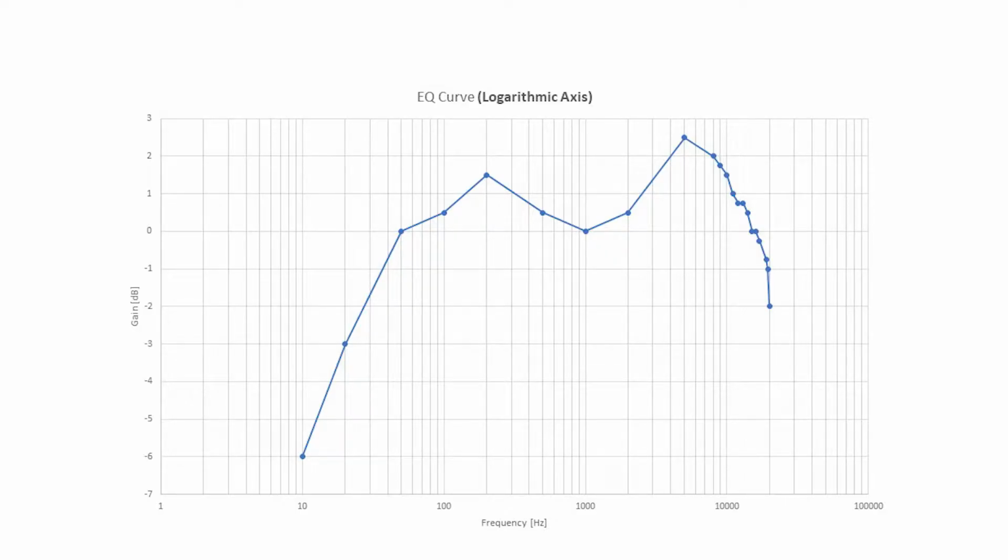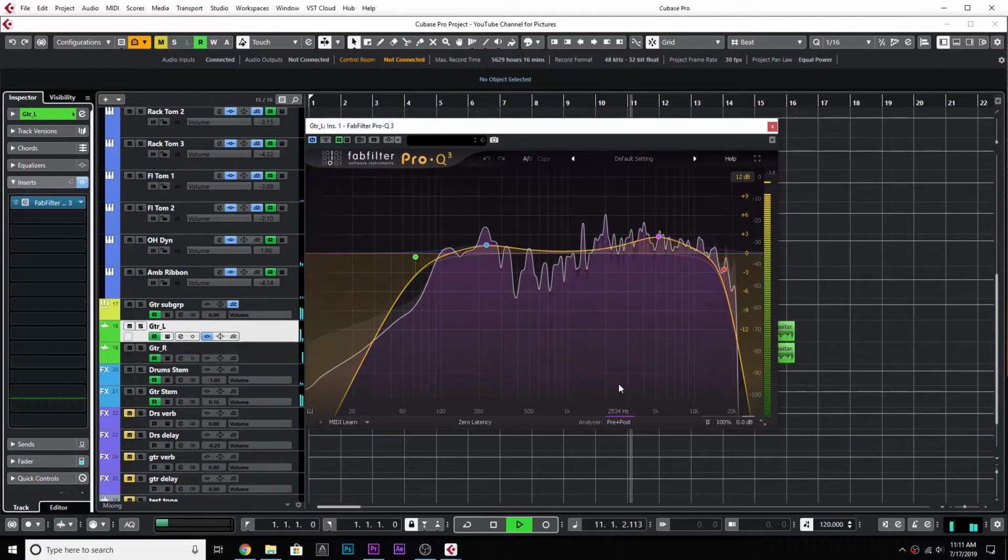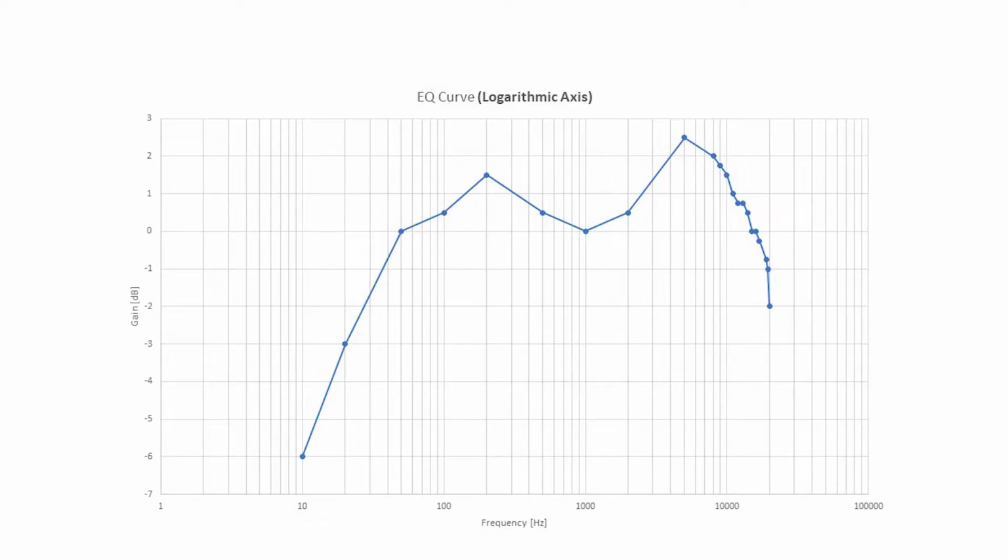Now, if I take that EQ curve and plot it and put it into Excel, you can see the EQ curve is what I had set up in that EQ in my DAW. It's on a logarithmic scale. Notice the frequency axis, the x-axis, is on a logarithmic scale. But what happens if I change that scale to a linear scale? What happens here?